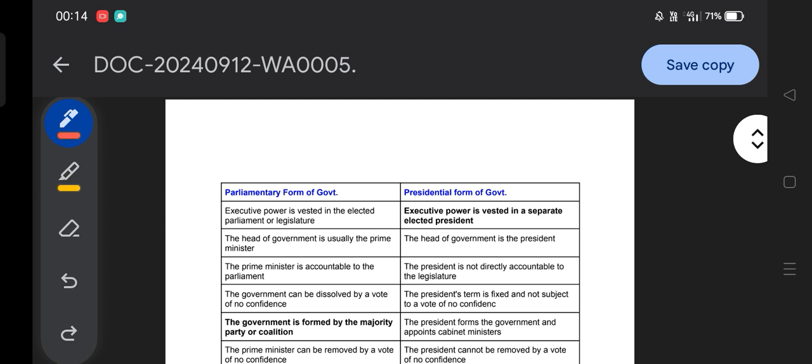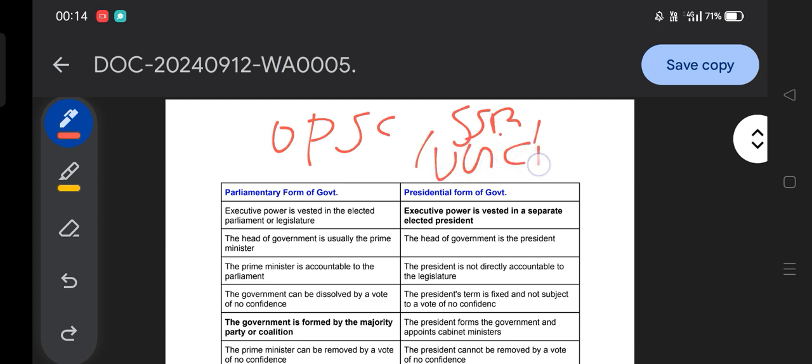Before starting our topic, I would like to tell you that this topic is part of the comparative politics in your OPSC PGT syllabus, your SSB, your UGC NET.